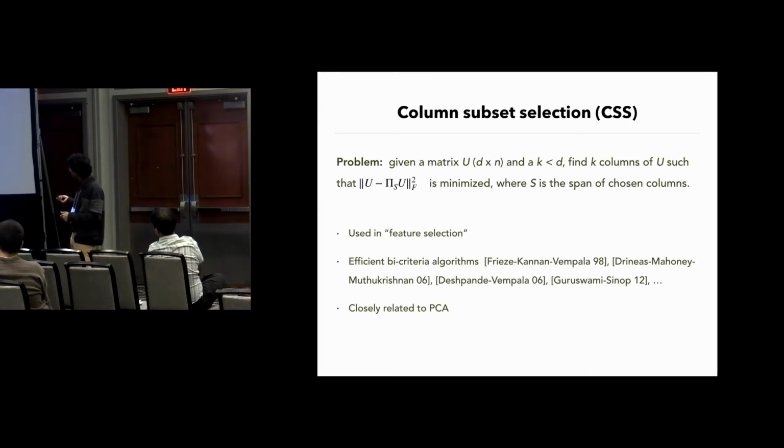Okay, and this kind of problem is used often in practice for things like feature selection, and there are also lots of efficient bicriteria algorithms that are known for this problem. And it turns out that the problem is also closely related to PCA itself. Okay? So there's a tight connection between column subset selection and PCA that some of these algorithms actually use.